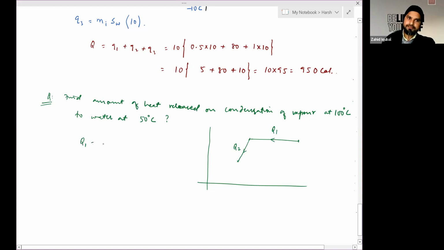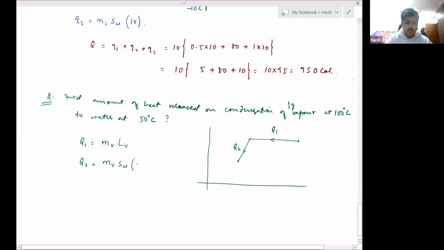So Q1 will be mass of vapor. Find the amount of heat released on condensation of 1 gram vapor at 100 degrees Celsius to water at 50 degrees Celsius. So Q1 is mass of vapor times the latent heat of vaporization constant, and Q2 is mass of vapor, now converted into water, times the specific heat of water constant and the change in temperature, that is 100 minus 50. Just solve these two terms and add them. Yes, sir.